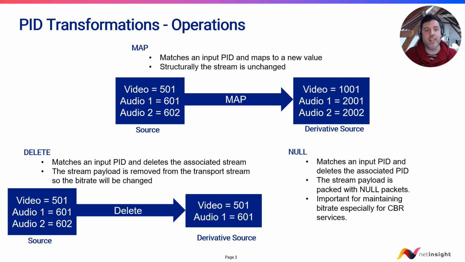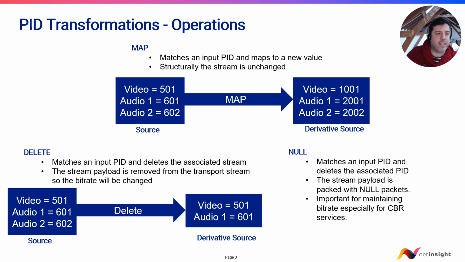When you're deriving a source from a multi-program transport stream, you can choose to apply a mapping to that stream to manipulate any matching input PID to a new output PID. So this allows us to change those PIDs as we map.